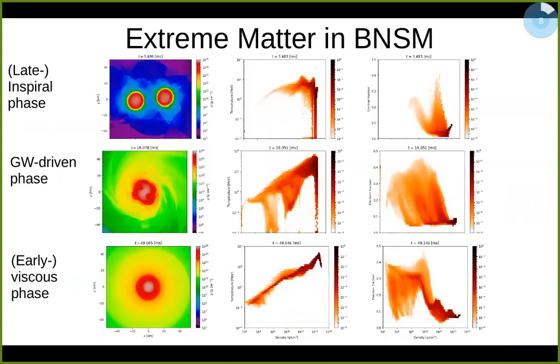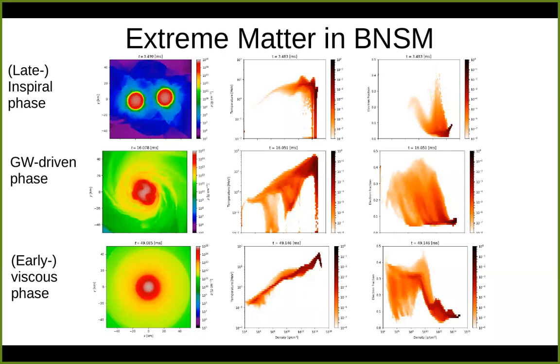So since we are talking about matter, this is a sketch of what we think the matter in a merger collision does. In each row, there are 3 phases that I named before: a late inspiral phase, a gravitationally driven phase, and an early post-merger phase. These are snapshots of mass density, so you can imagine this is actually the density distribution of the stars. And these are more interesting plots.